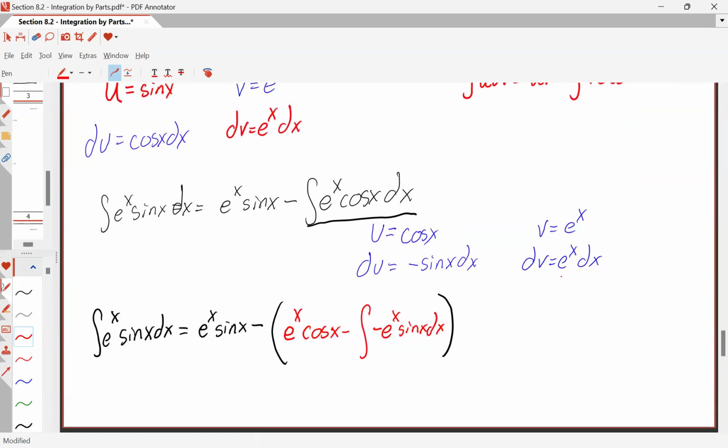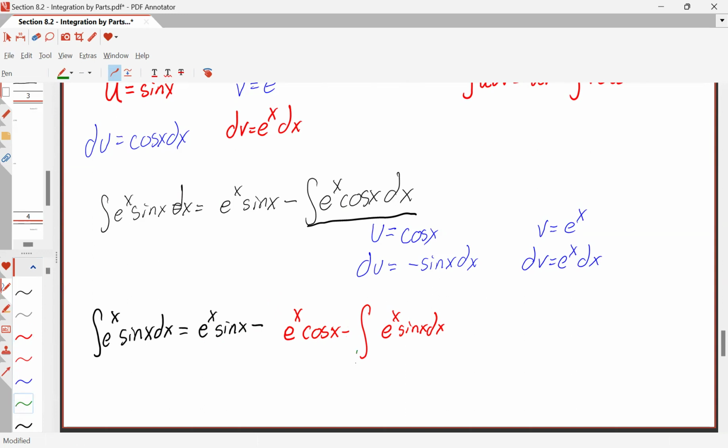Simplifying with some negatives, number one, this negative times this negative will become a positive. And then this negative will distribute to both pieces. So I'm going to distribute it to both pieces by turning this back into a negative and moving my parentheses. So we get e to the x sine x minus e to the x cosine x minus the integral of e to the x sine x dx.